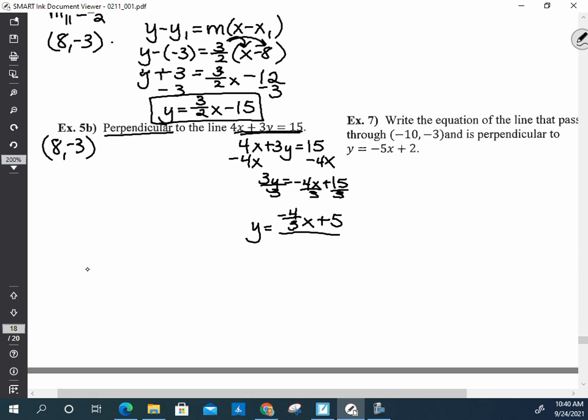Now that it's rewritten into slope-intercept form, your slope is negative 4 over 3. But keep in mind, we want perpendicular. You want the perpendicular slope. So perpendicular means opposite and reciprocal. So your perpendicular slope, opposite means instead of negative, it's going to be positive. Reciprocal means we take the fraction and we flip it over. So 3 over 4. So your perpendicular slope is 3 over 4.